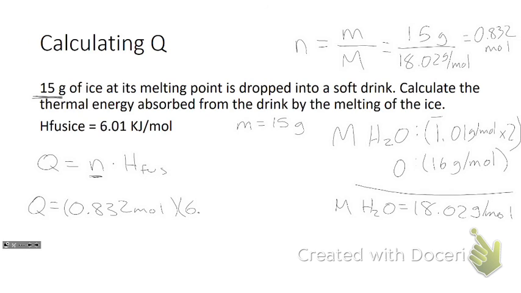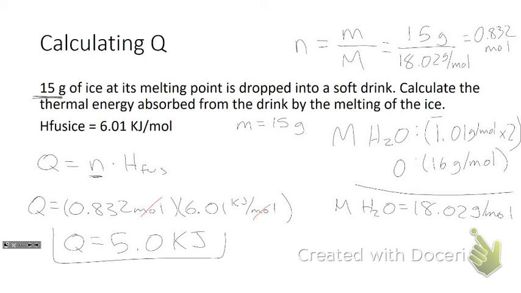So we're going to multiply that by the heat of fusion of ice, 6.01 kilojoules per mole. If I multiply that, I get a number. We have 2 digits there, so I'll just leave mine to 2 digits: 5.0. What are my units going to be on that? Kilojoules, because our moles and moles will cancel. So we have 5.0 kilojoules.